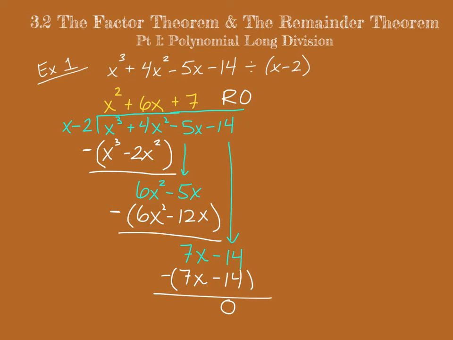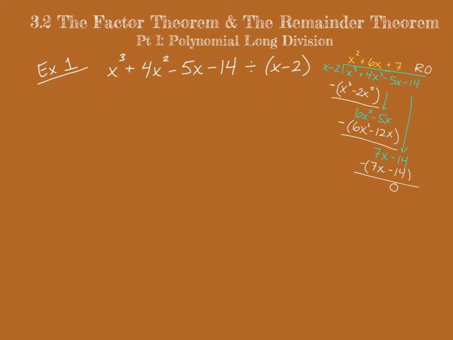But that means that x minus 2 fits perfectly into this polynomial right here. So let's write our final answer. Let's write our polynomial. So our original polynomial is this. So how can we rewrite that polynomial? We found that our original polynomial, p of x, x cubed plus 4x squared minus 5x minus 14, can be written as the product of two polynomials. When we divided it by x minus 2, we got this out.